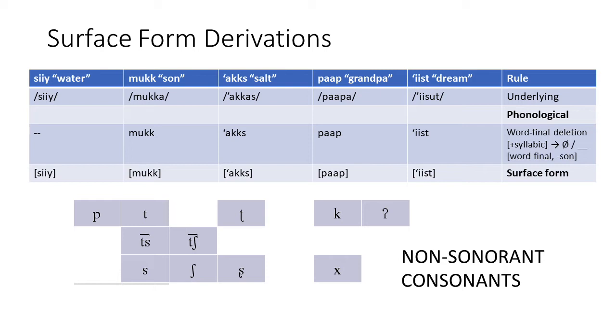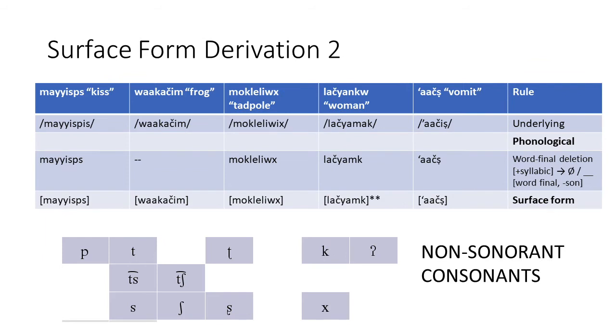So hopefully that hasn't been too hard. Let's look at some more complicated words. So these are really, really heavy syllables. The word for kiss is mayisps. And there is a hidden I right between the P and the S. Now, because of this rule, because S comes right after it, you delete it. So, mayisps.